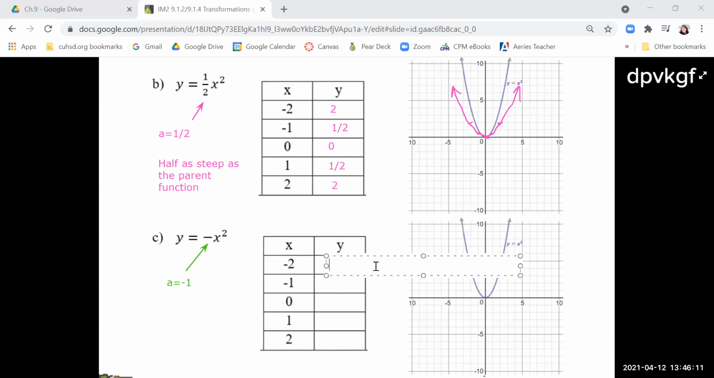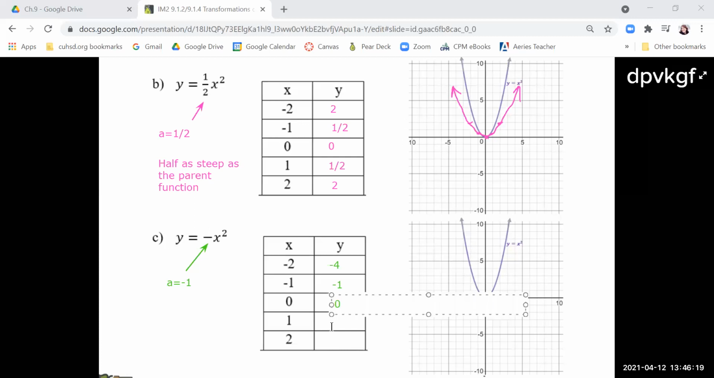So that means we would output here a -4, -1, 0, -1, excuse me, and -4. So this is the same exact size and shape as the parent function. It's just upside down. Look, -2, -4, -1, -1, 0, 0, 1, -1, and 2, -4. This is just an opening downward, perfect reflection of our parent function. These are arrows, by the way.